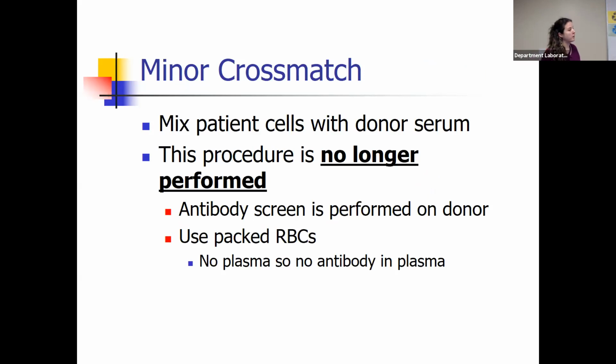All right, so the minor crossmatch is the opposite of the major. This would be if you wanted to make sure that your plasma donor was compatible. So you mix patient cells with donor plasma. That's your minor crossmatch. This is not performed in blood bank anymore. Okay, there's no need to mix donor plasma with patient red cells. We will just give ABO compatible plasma to our patients.